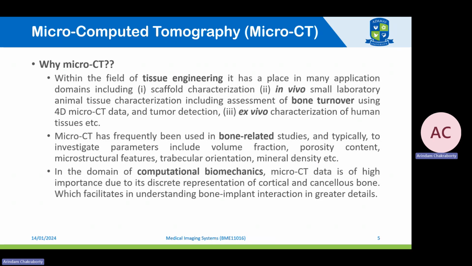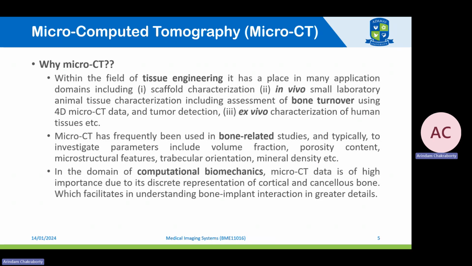high resolution micro-CT data can be used to produce a discrete representation of the cortical or cancellous bone, or the interaction between soft tissues and bones, which can facilitate the understanding of how a foreign object, for example an implant, can interact with the bone or the bone surrounding soft tissues to a greater extent.